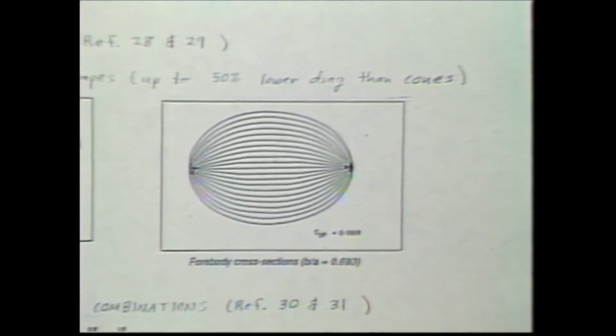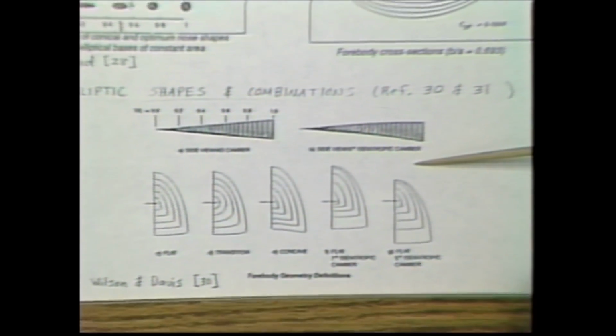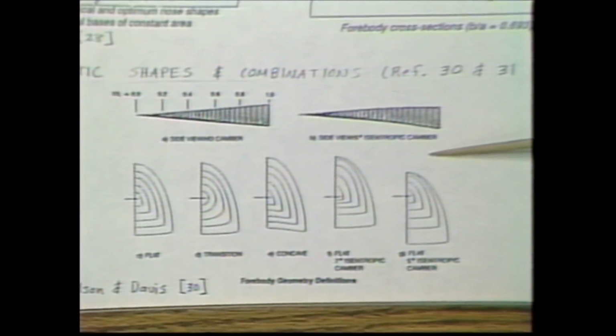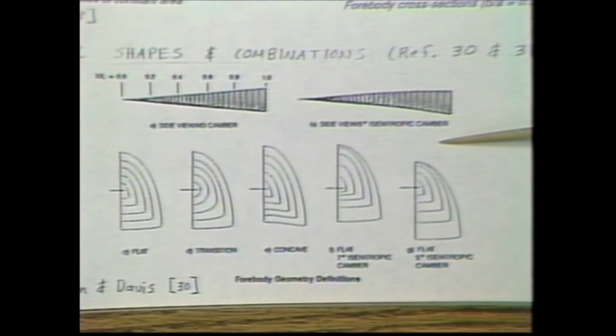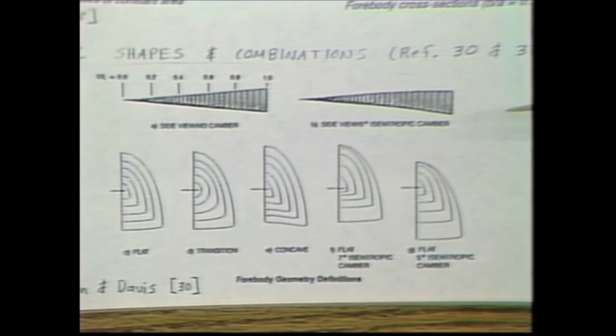Down below, I show basically a forebody trade study conducted by Wilson and Davis, where bi-elliptic shapes were used to try to optimize the compression efficiency of forebodies. And this is an area that's very interesting to look at and very useful. That compression efficiency is important to the design.